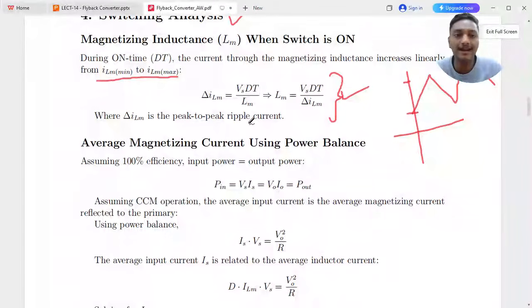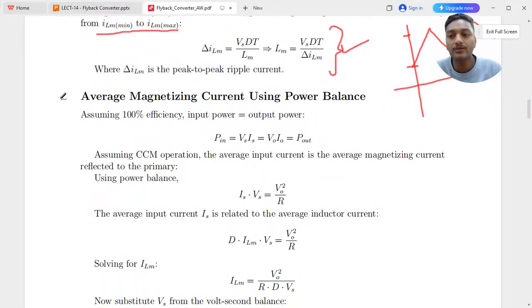Okay, you know that basically what is my output current, and we can consider 20 to 40% of the ripple current. That is up to you, how much stringent requirement you have to put while designing things. Now we are going for the average magnetizing current using the power balancing. So what is the average current that should flow?